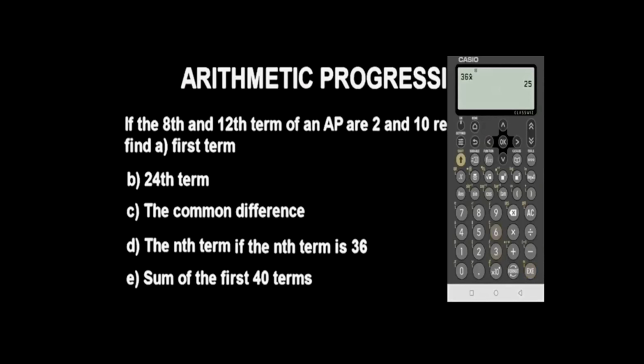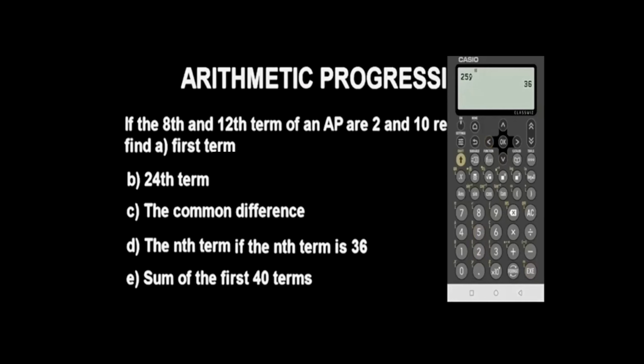To verify if this is correct, let me show you. Now if we want to find the 25th term, we're going to get 36 back. Let me show you. So catalog, go to statistics, then regression, execute. Okay, let me find the 25th term. Now you see we are going to have 36. So it is as simple as this.